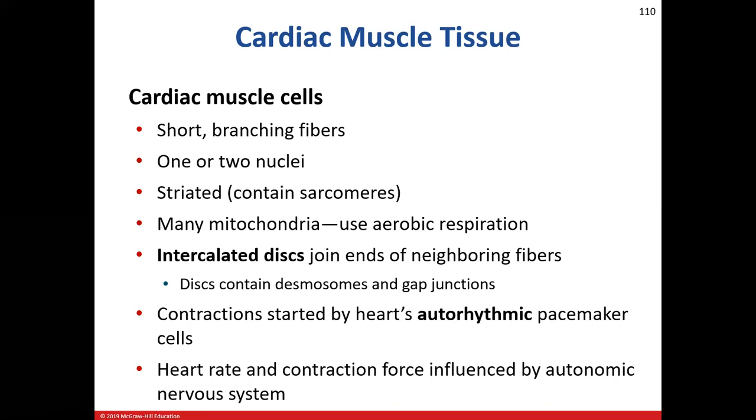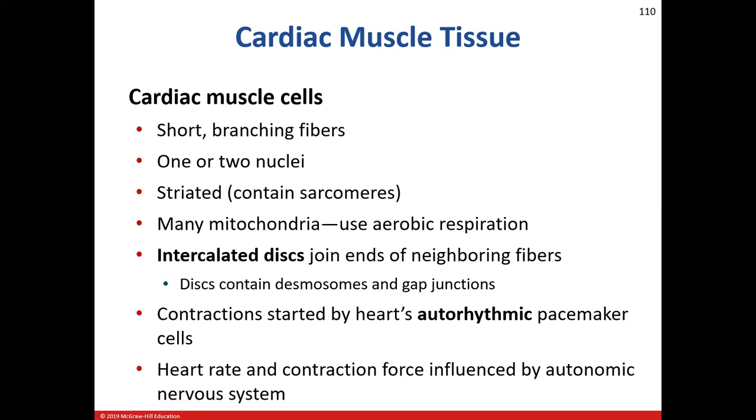We have intercalated discs, which help to join the ends of our neighboring fibers, and these discs contain desmosomes as well as gap junctions. Remember, desmosomes are these spot welds, which allow for a little bit of movement, which is really important in cardiac muscle as the entire heart is beating. We want to have some movement between the cells. But they're also joined by gap junctions, which allow ions to pass through from one cell to the next and allow the heart essentially to contract as one entire unit.